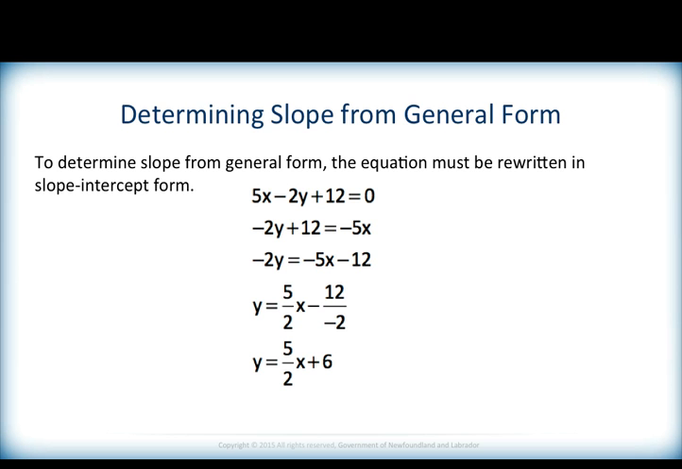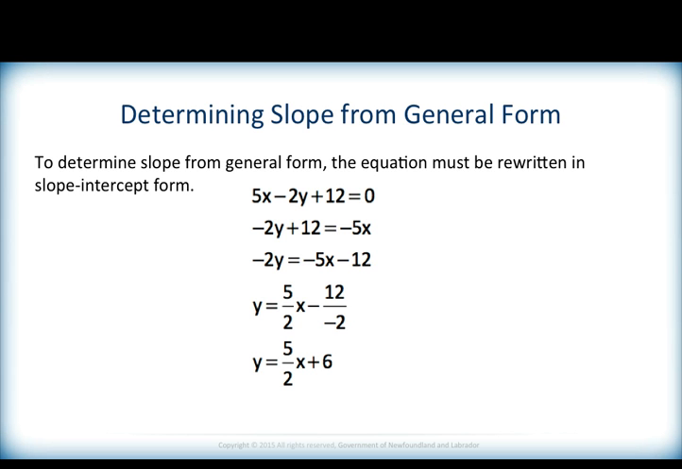So if you are asked to determine the slope from general form, in order to do this, you must rewrite the general form in slope-intercept form. This can be a little difficult, but all you have to do is keep in mind that the slope-intercept form is of the form y equals mx plus b, where the only variable on the left-hand side is the y, and everything else is moved to the right-hand side.